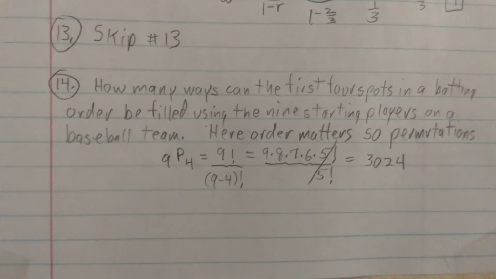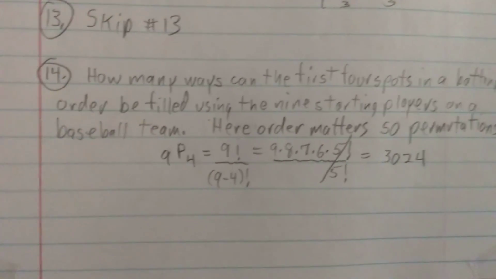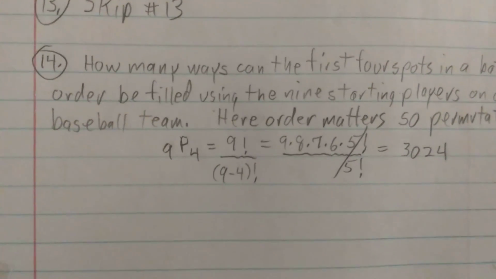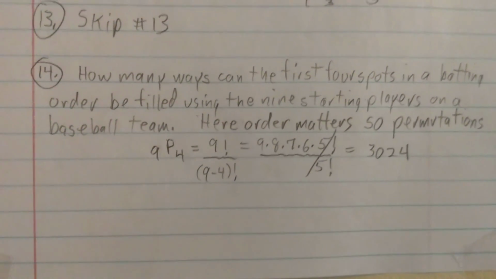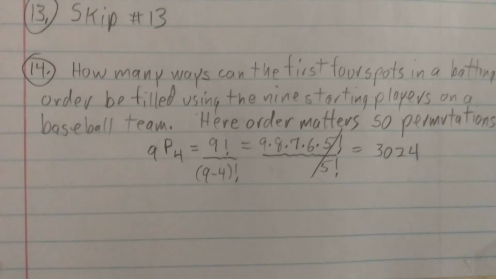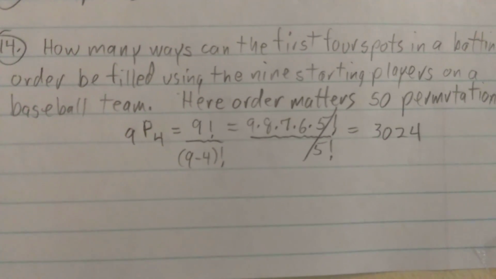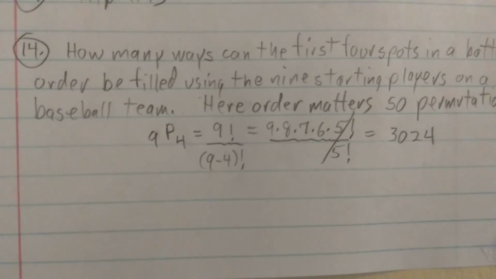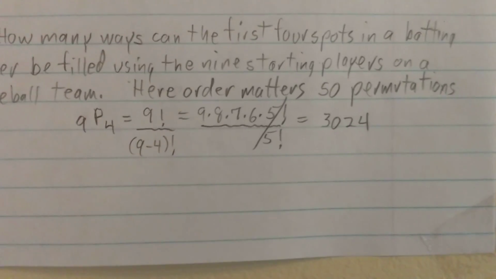So the total 9 goes in front, and then P, and then the smaller amount out of the 9, 4. So this is 9P4, which is defined to be 9 factorial over 9 minus 4 factorial, or 5 factorial. Now looking over, we can see that the 5 factorials cancel. So we have 9 times 8 times 7 times 6, which comes out to 3024.